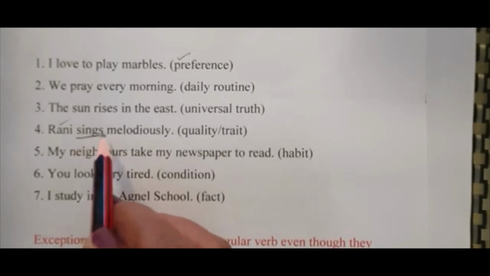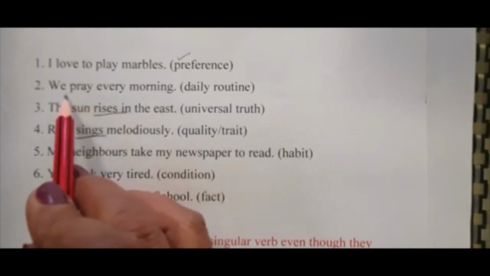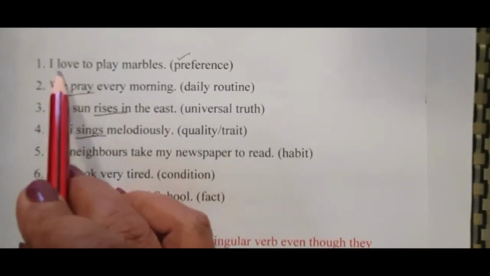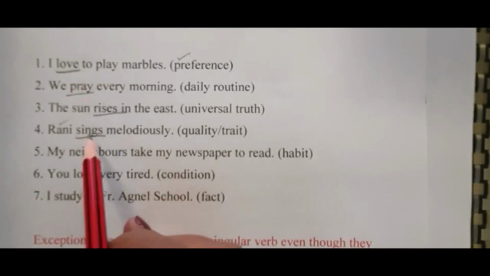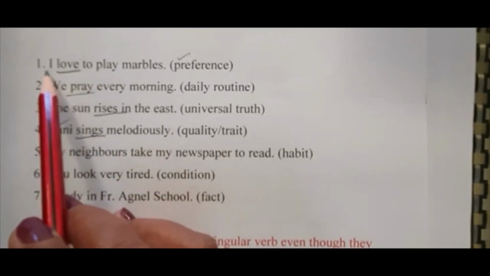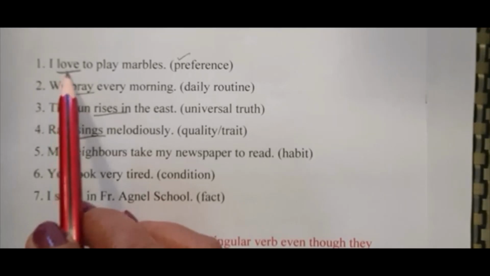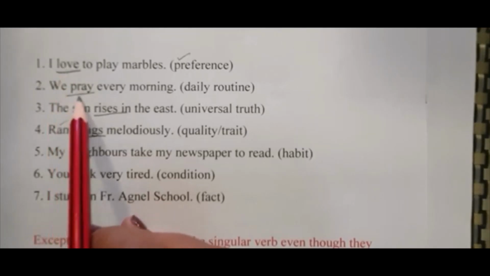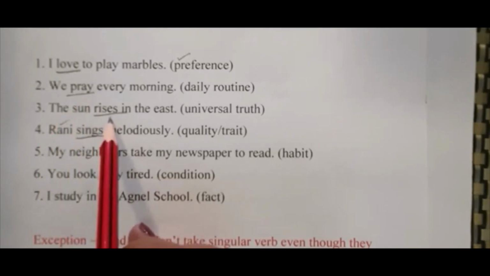So, all these sentences have present indefinite tense and the first form of verb is used. For I, plural form of verb is used without S. For we, plural form of verb is used, which is also without S. Sun is singular, so the singular form of verb is used, which is with S: rises. Rani sings, again, singular form of verb is used.